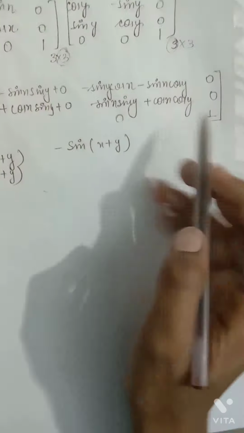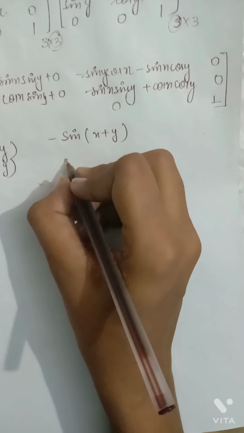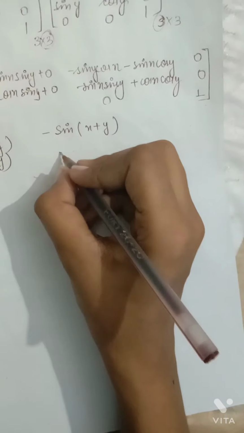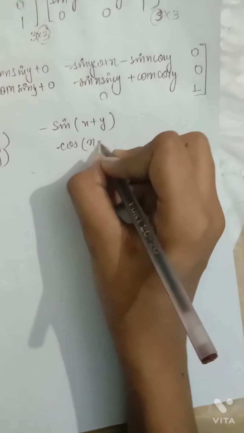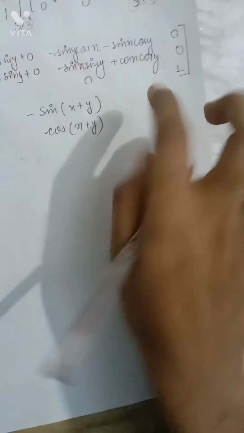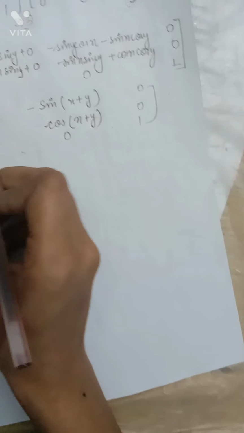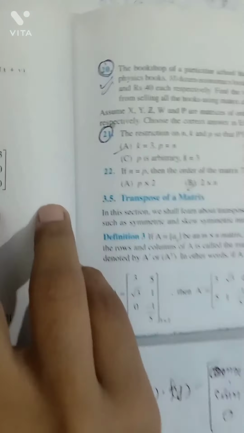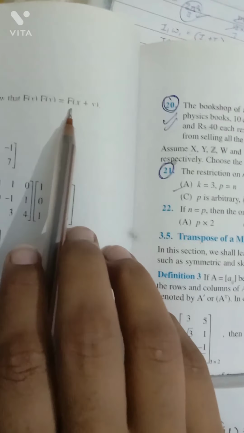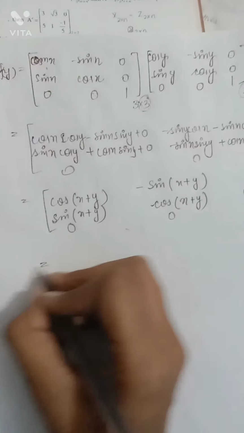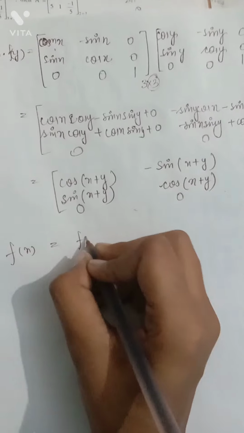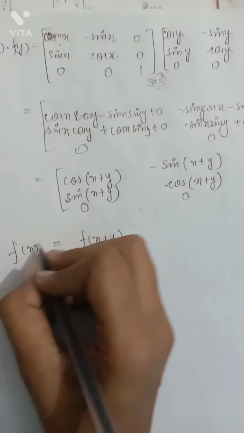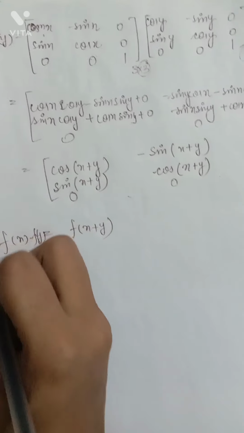and again this can be written as sin x sin y, and cos x cos y can be written as cos(x plus y), and it is 0 0 1 and 0. We have proved that the function f(x), if we multiply it with f(x) and f(y), we will get f(x plus y). So we can write f(x) into f(y) equals f(x plus y), hence proved.